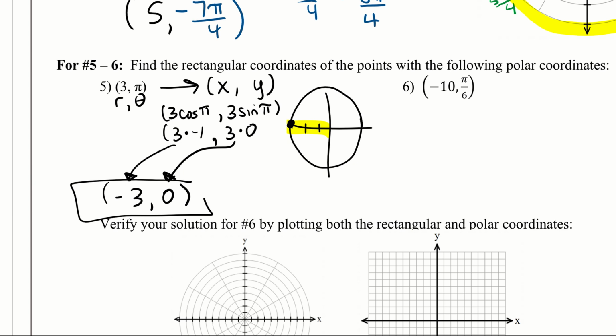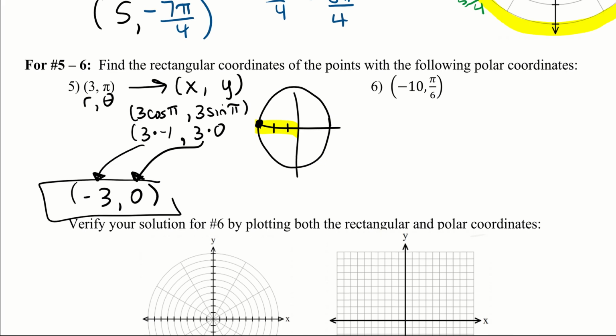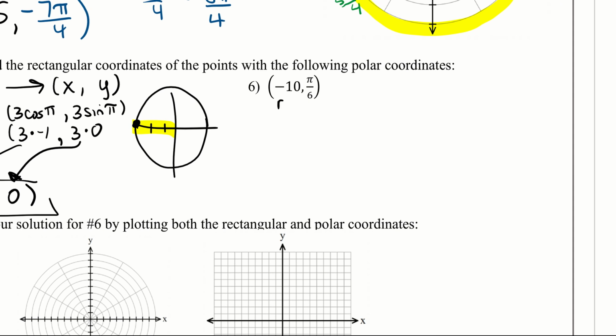Let's take a look at this next one. So r is negative 10, theta is pi over 6. If I'm trying to convert this to x comma y, basically what I want is r cosine of theta and r sine of theta. There we go. That'll give us our x and our y.